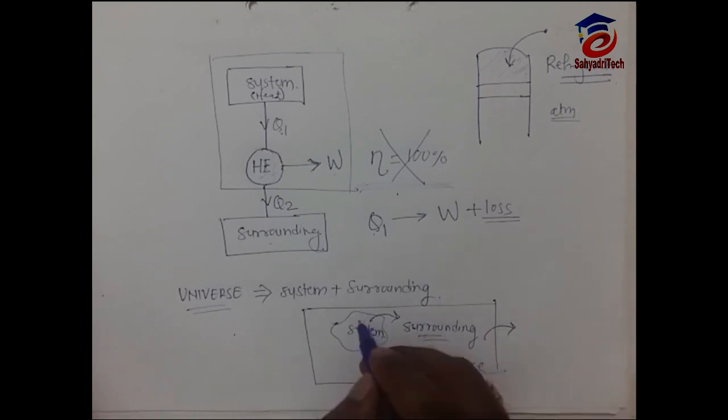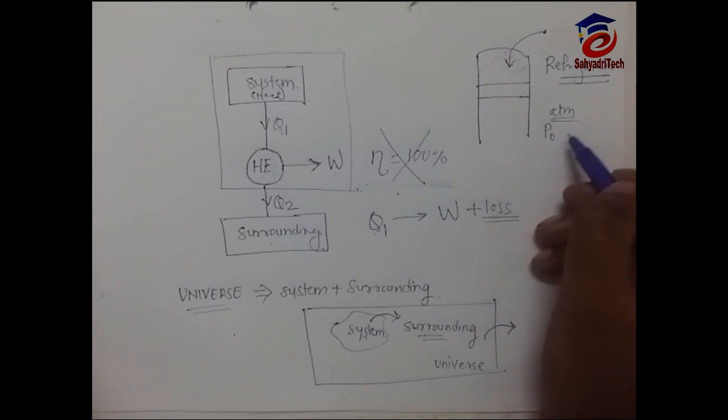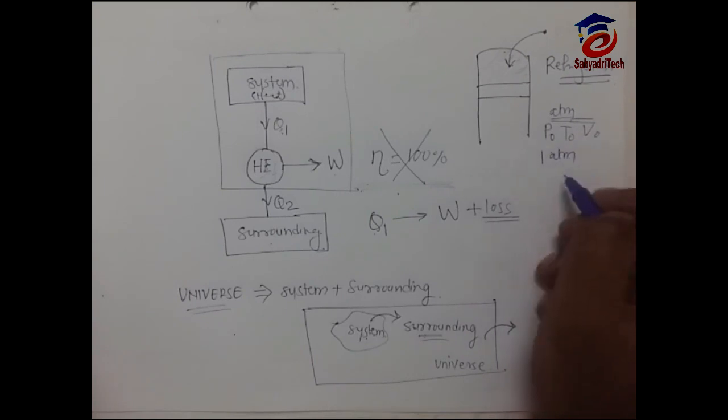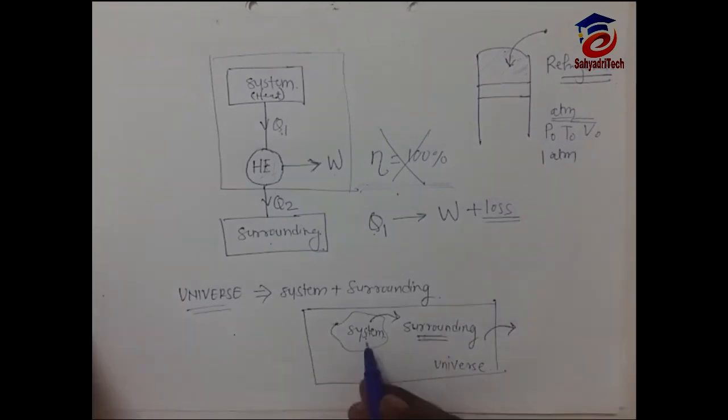When we measure properties, we measure properties of the system only. Sometimes we measure properties of the surrounding, but generally the properties of the surrounding will not change because the surrounding is large. Generally we use the atmosphere, so its properties are P0, T0, V0, which are dead state properties. It will not change, because we know atmospheric pressure is around 1 atmosphere or 1.01325 bar. That pressure will not change with small heat transfer. So it is always P0, T0, V0. The system is small. As some small heat transfer happens, system properties will change. So in thermodynamics we always analyze the properties of the system.